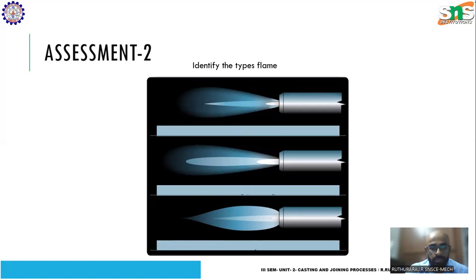Can you identify these three types of flames? I'll give you one clue. The middle flame is carburizing flame. It's because it's deriving oxygen from the atmosphere and hence the flame is larger in size. The other two flames you can identify yourself and you can discuss with me in the class.